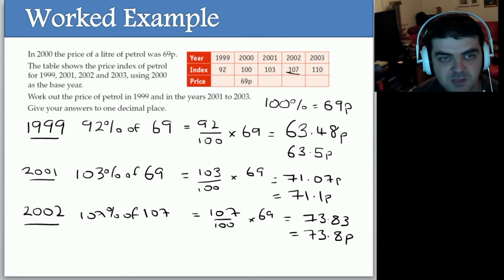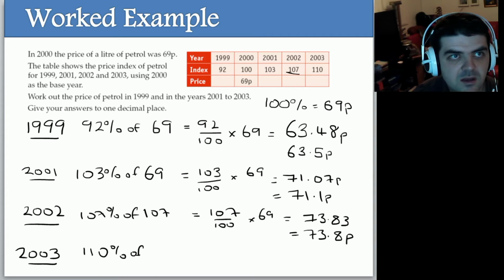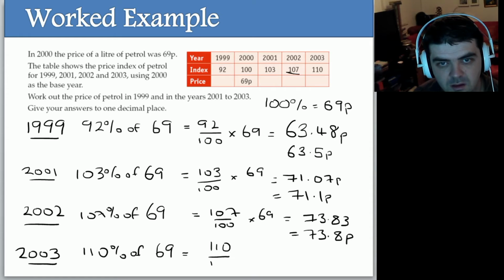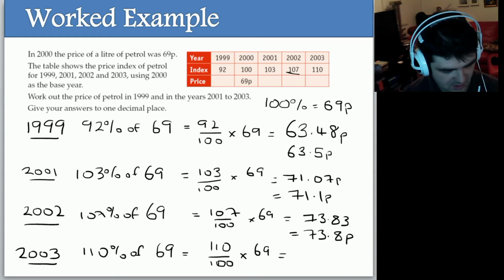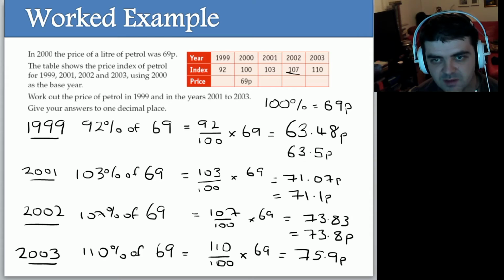Or 73.8p. And last but not least, for 2003, I'm going to have 110% of, oh, that should be 69p. Plank. You see me doing this a lot, don't you? The more I write and talk, the more I get wrong. It's 69. So that's 110 over 100 multiplied by 69. Last but not least, if I do that, I get the nice round answer, with no rounding needed, of 75.9p.